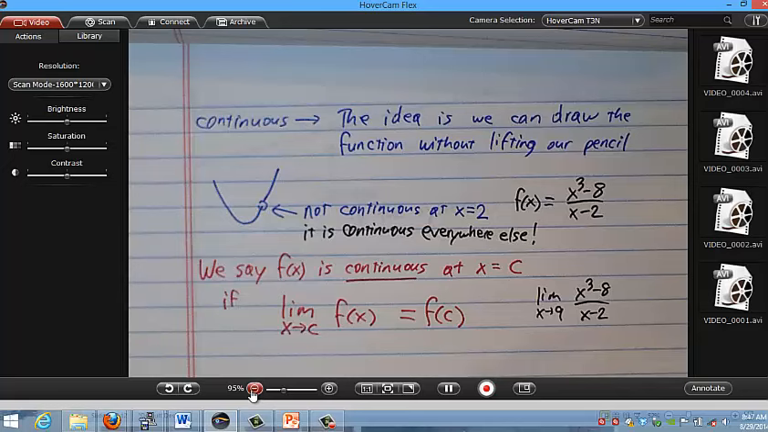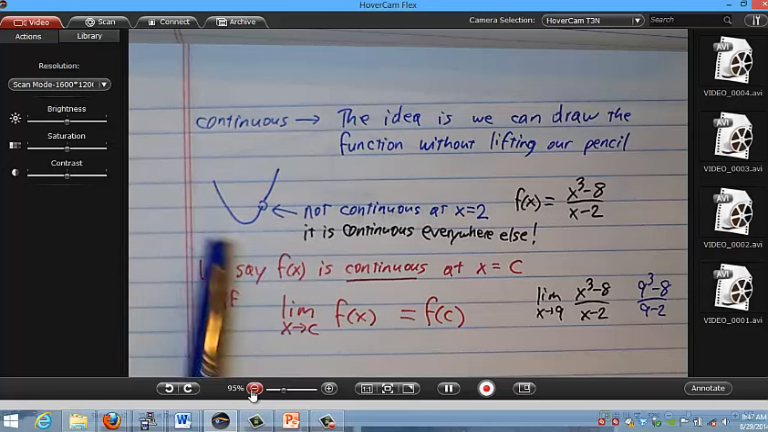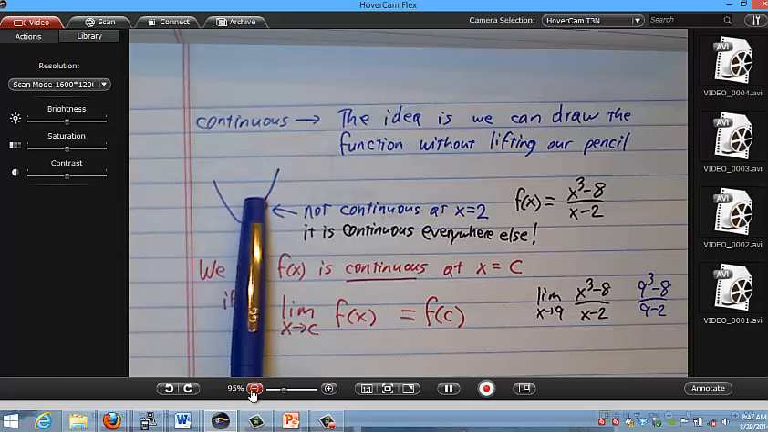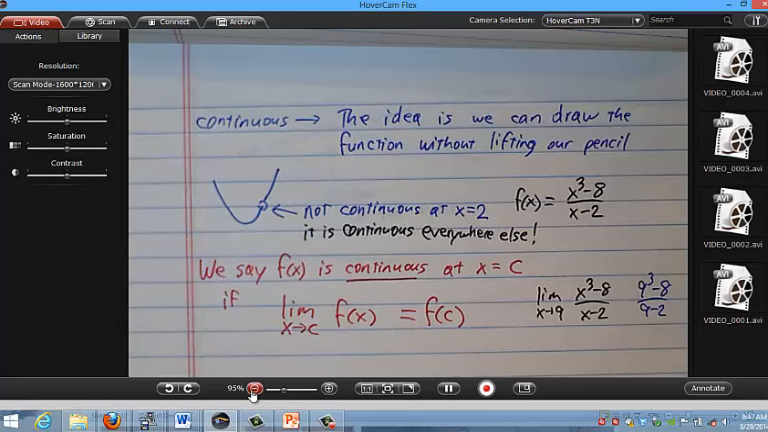What would you do? Plug in the 9. 9 cubed minus 8 over 9 minus 2, whatever that equals. That's the answer, because everywhere else, the limit will be the same as the function. So you always try that first. Substitute it. And then if it doesn't work, then maybe sometimes there's something else we can do.